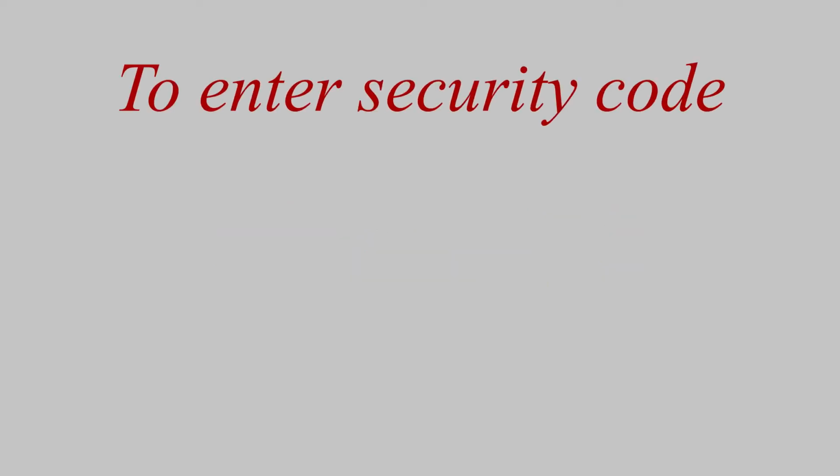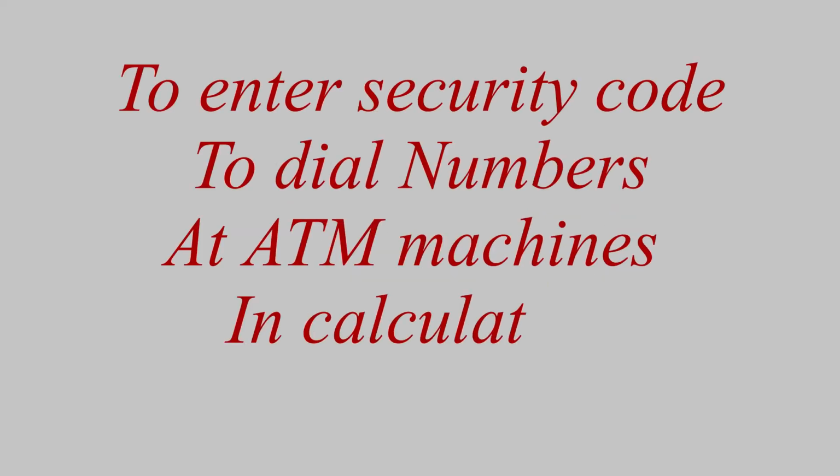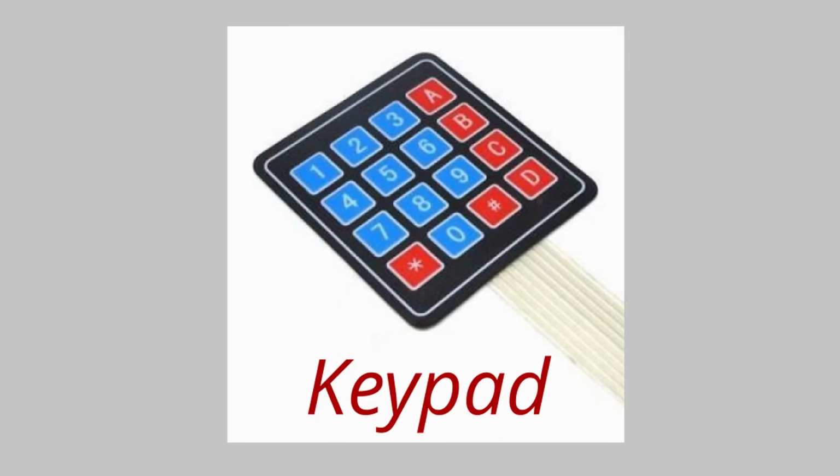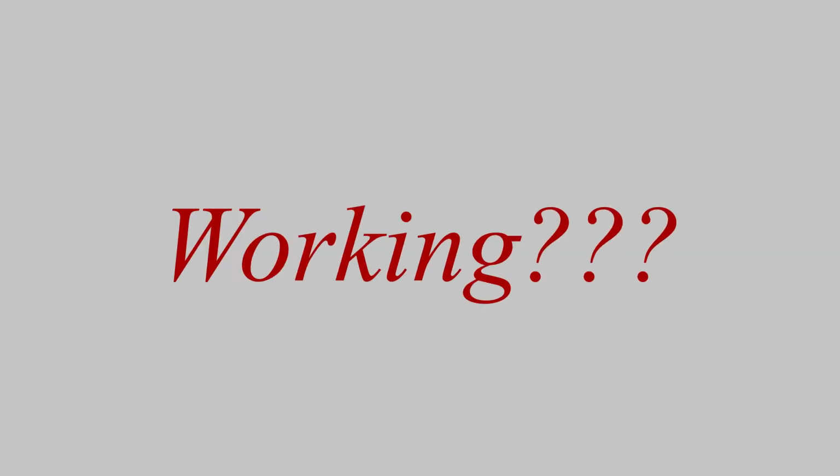So where is it used? A 4x4 keypad matrix is used to enter the security code, to dial numbers at ATM machines, and in calculators. This is how a 4x4 keypad matrix looks like. So how does it work?